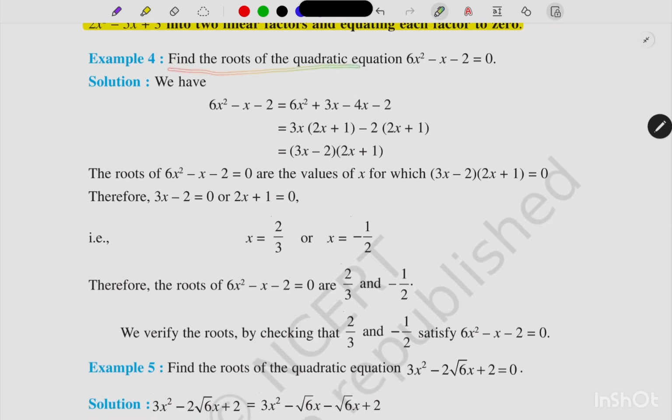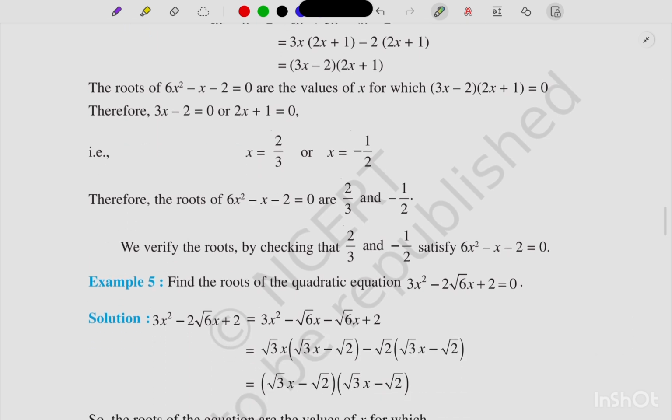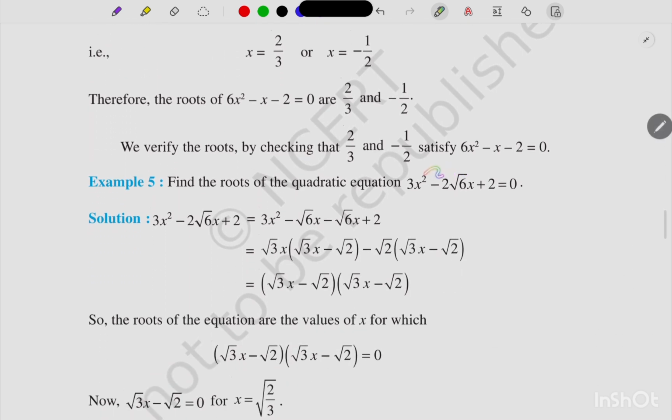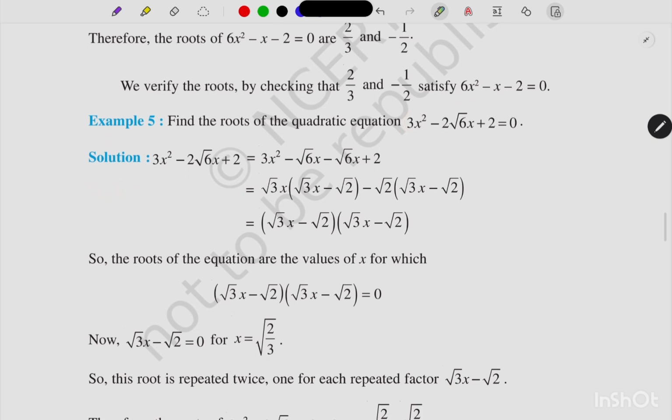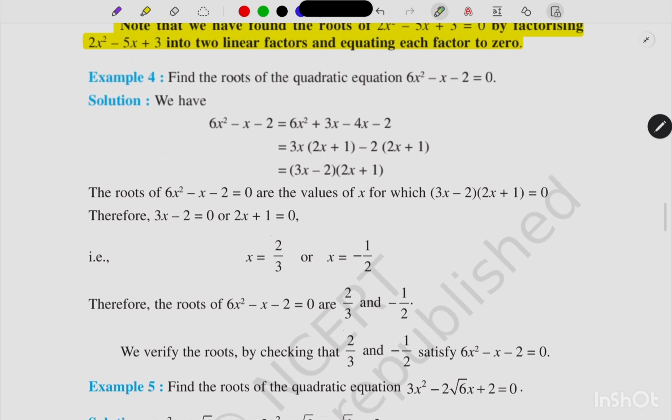Now, find the root of the quadratic equation, this one. I think you'll try that on your own from what we have checked till now. And this one, I will do because it's kind of difficult. Don't worry, we'll do this together.